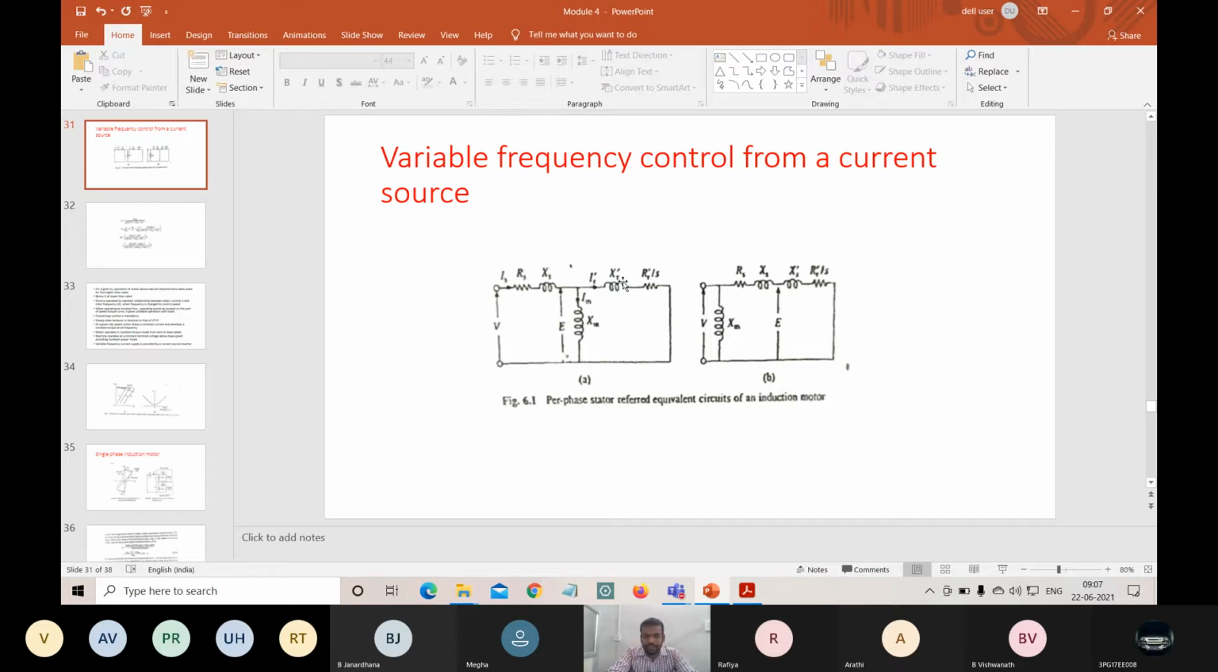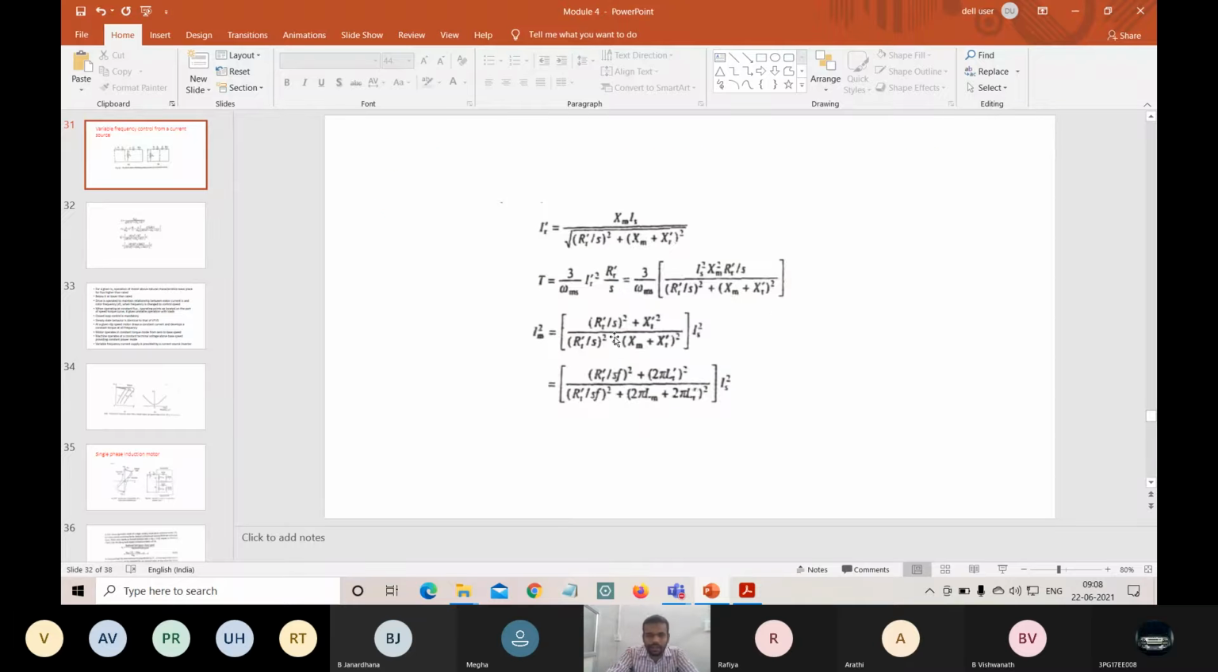That is the voltage drop across the circuit and the total impedance, Z, which is R plus jX. So we use the voltage drop divided by the impedance of the circuit. That will be given by this equation: IR dash is equal to XM IS divided by the square root of (RR dash by S) square plus (XM plus XR dash) square. I hope you got this equation. So this is our stator dependent rotor current when we are using a current source in order to vary the frequency.